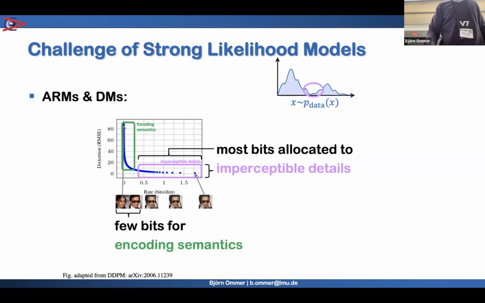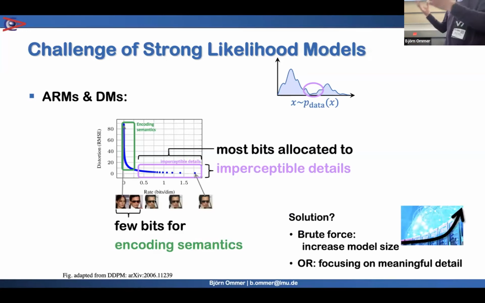Now, the brute force approach would be that you just ramp up the number of bits in your model overall, which means you just increase model size. And with that, you eventually push this entire curve towards the top right. And the model will, with that, also allocate, by the way, more towards your green area, your semantic details there. That's what I'm talking about.